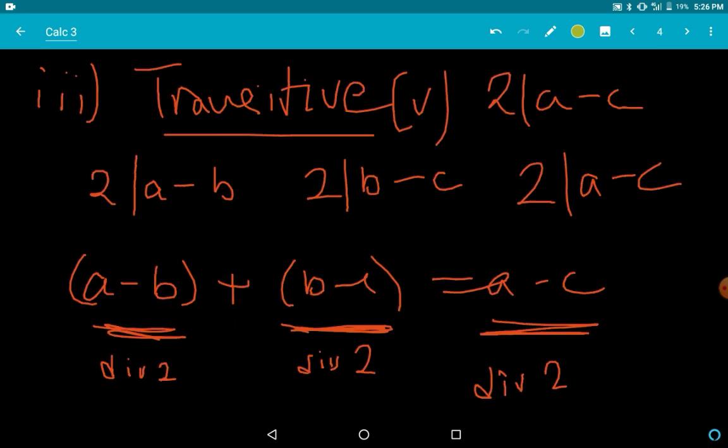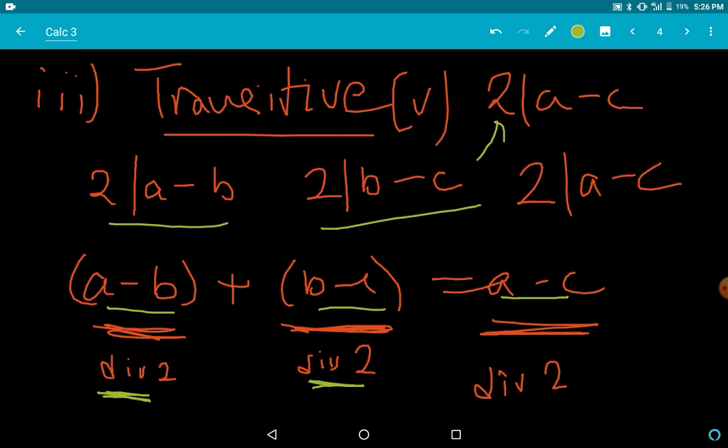And now transitive means what? If 2 divides a minus b, and 2 divides b minus c, we have to prove 2 divides a minus c. Now see, a minus b plus b minus c is nothing but a minus c. We know b minus c is divisible by 2, a minus b is divisible by 2, so a minus c will also be divisible by 2. Like 2 even numbers, if we add, we also get an even number, so it is an equivalence relation.